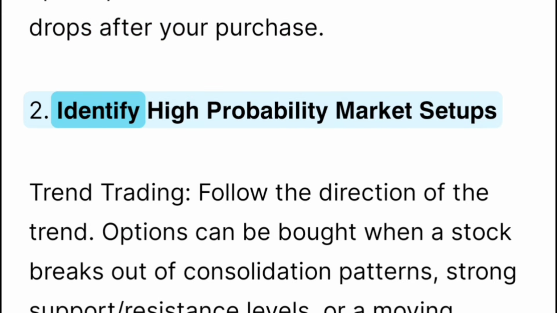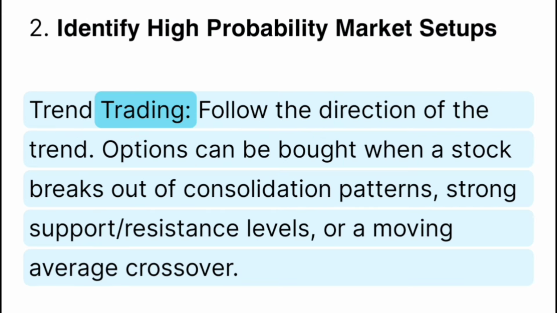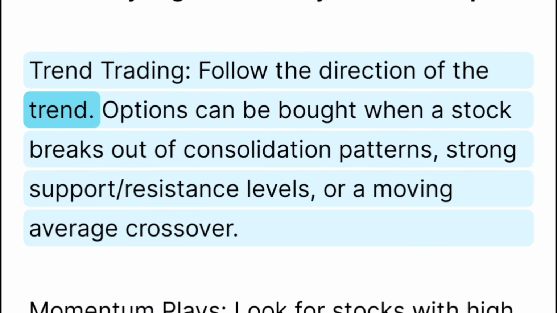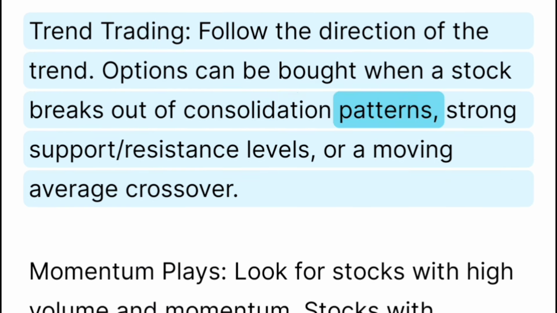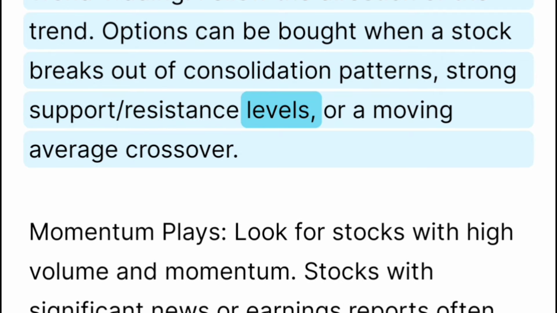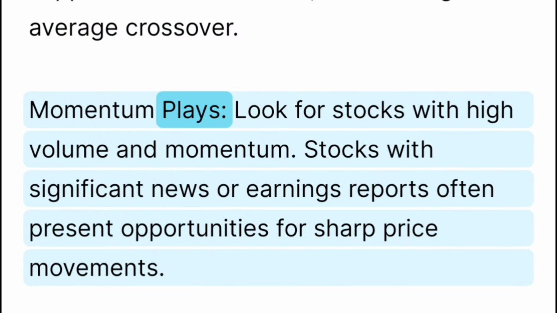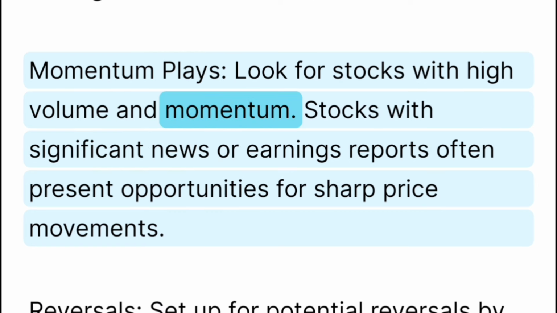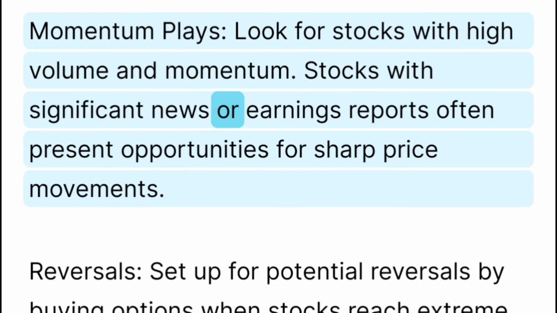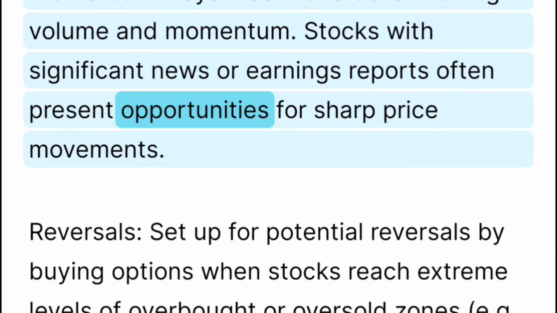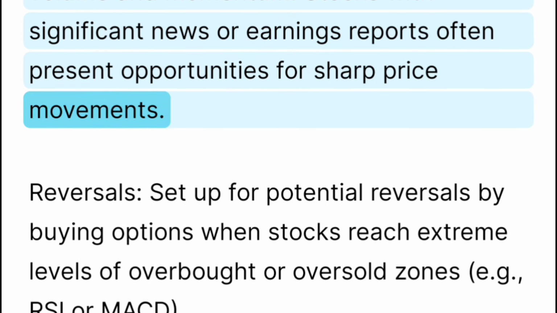2. Identify high-probability market setups. Trend trading. Follow the direction of the trend. Options can be bought when a stock breaks out of consolidation patterns, strong support or resistance levels, or a moving average crossover. Momentum plays. Look for stocks with high volume and momentum. Stocks with significant news or earnings reports often present opportunities for sharp price movements.